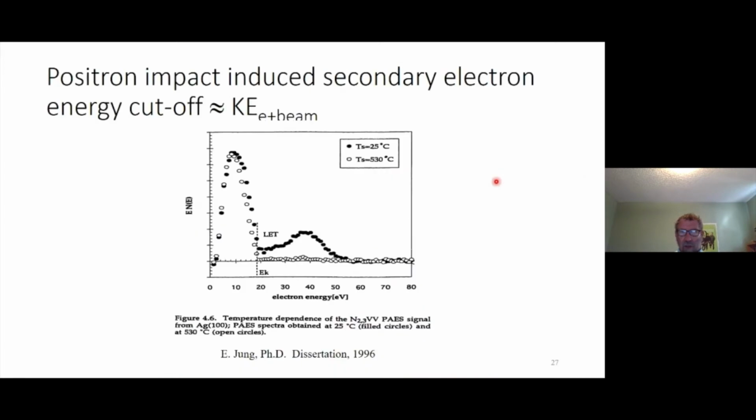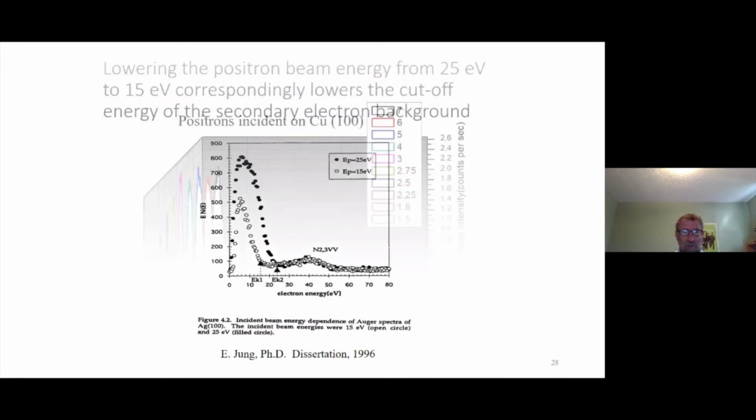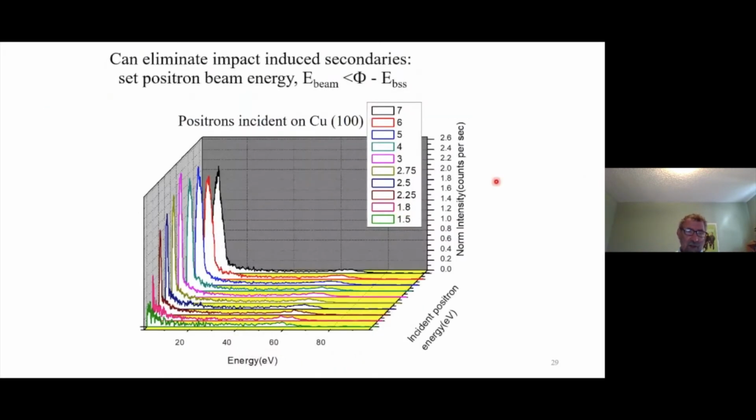And I'll go very quickly on this, but another feature is that you can get rid of secondary electron background. Secondary electrons, due to the incident beam, are a big problem in electron spectroscopy. So this shows the secondary electron peak, and we're going to lower and lower positron beam energies. And when we get down to a beam energy of 1.5 eV, we can get rid of the secondary electrons altogether, and what's left is just Auger electrons.